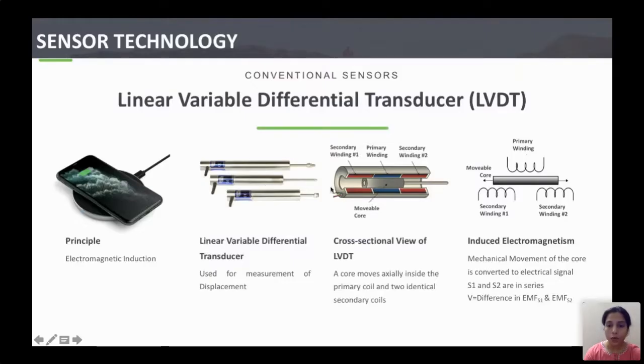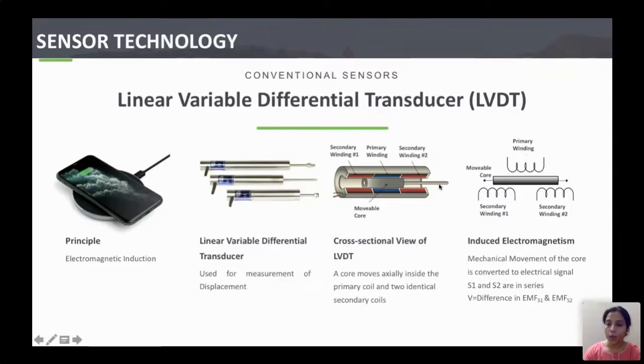So this can move in this two-way direction. And to understand the principle, this is how it will look like. So you apply AC supply to the primary winding, so it will generate the magnetic flux. Since these are the two secondary windings, the resultant flux will get generated in the secondary winding.